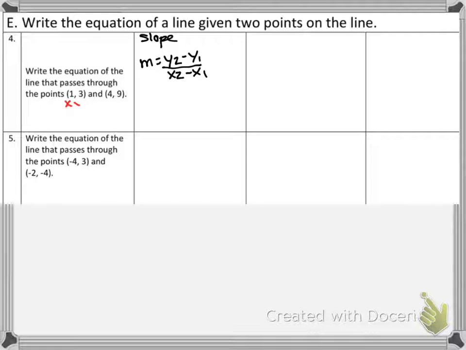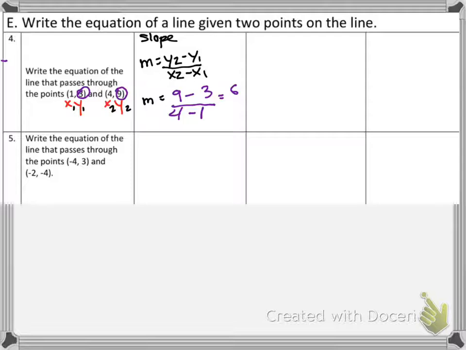And so we go through and we label these x and y, and then we sort of arbitrarily pick one point to be the first one and one point to be the second one. And if you recall, it doesn't matter which one is 1 and which one is 2. Usually I just do it in order just to be kind of lazy. So y2 is 9, y1 is 3, x2 is 4, and x1 is 1.